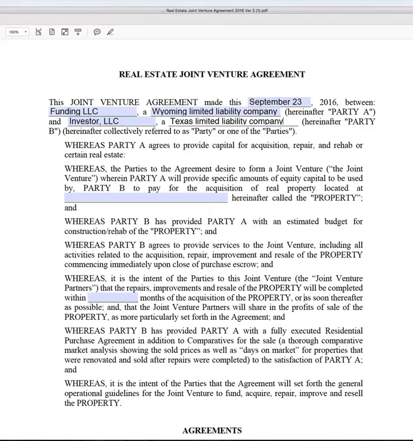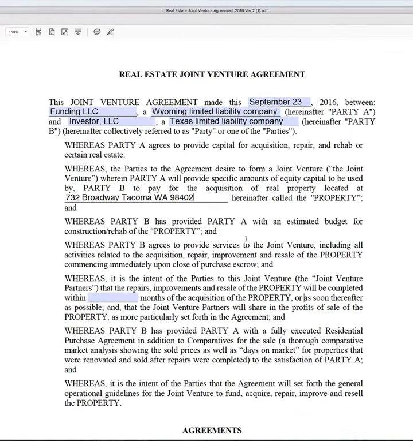Now, as you can see in the recitals right down here, it says, whereas Party A agrees to provide capital for acquisition, repair, and rehab of certain real estate, whereas they desire to form a joint venture where Party B will be the one handling the actual rehab of the property. So right here we want to put in the property address. We'll just come up with one: 732 Broadway, Tacoma, Washington, 98402. So that's going to be the address of the property that's going to be rehabbed.